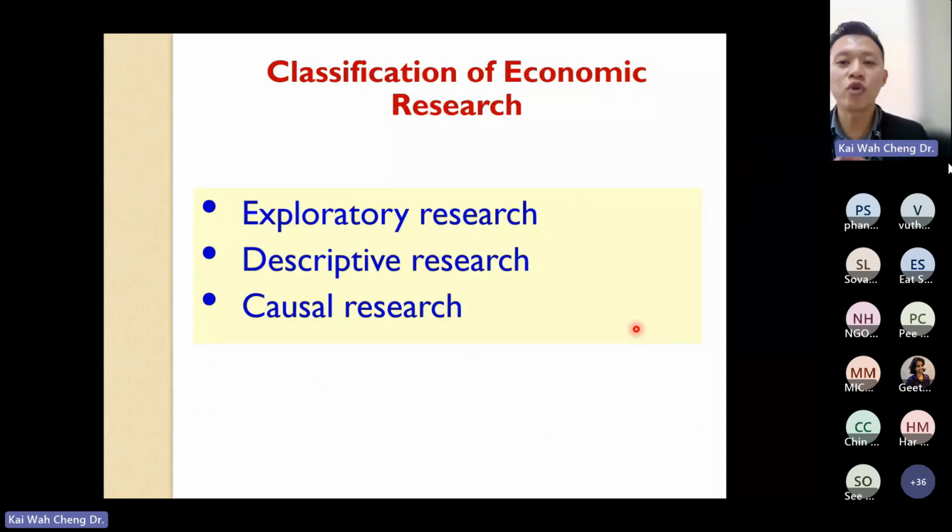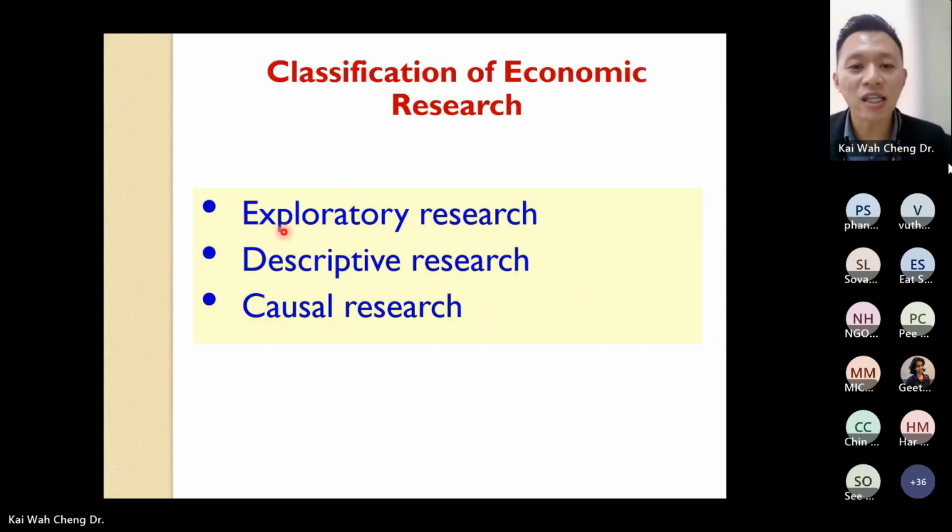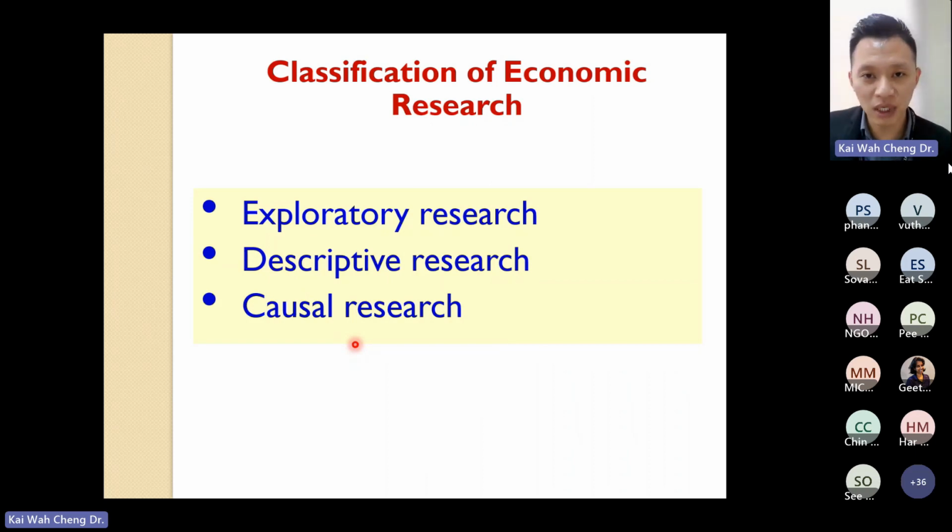Next, we have three types of research design. Basically, we have exploratory research, descriptive research, and causal research. These are the three common research designs that we can see in social science research. Now we will look at the types of research design one by one.